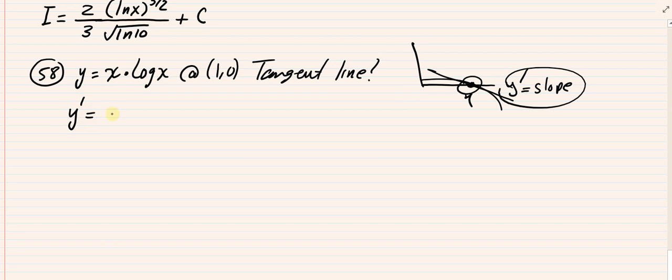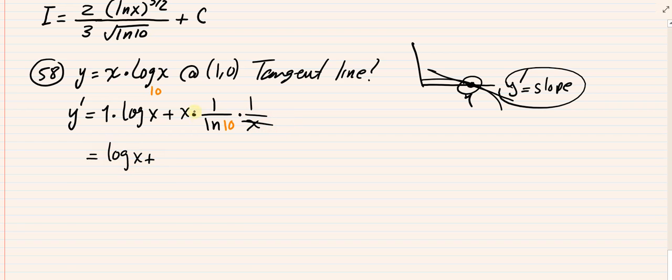Using the product rule, I get derivative of first times second plus first times derivative of, again, log x, you got to be careful, that's log base 10, we don't write the base, so that's going to be 1 over natural log of 10, that's where ln of 10 comes from because of the common log, times derivative of log is 1 over x. Simplify this, I get log x plus these x's cross out plus 1 over ln of 10, so that's going to be the slope at any point, right?